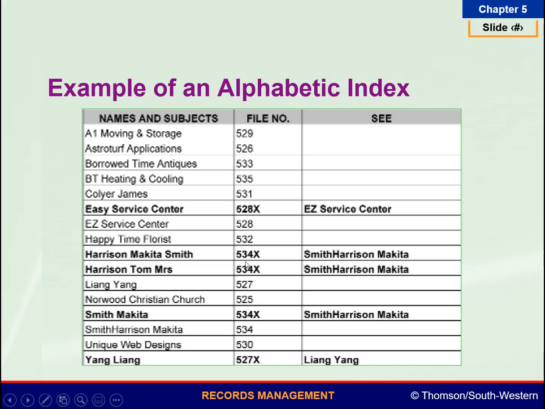You can see here, Harrison Makita Smith and Harrison Thomas have the same file number, 534X, 534X. And you have learned this in cross-reference. Both the name and subject belong to Smith, Harrison, Makita. Again, this is the alphabetic index.